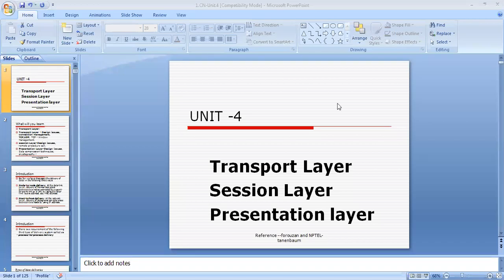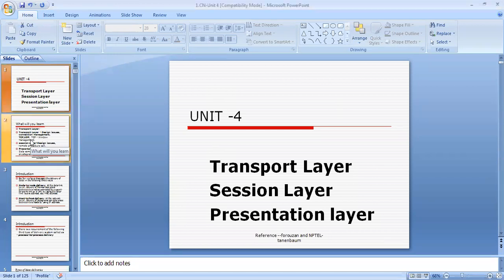Hello everyone, I am Vijay Katta and today we will start with the unit number 4 concepts. So in unit number 4, we will deal with the transport layer, session layer and presentation layer issues.